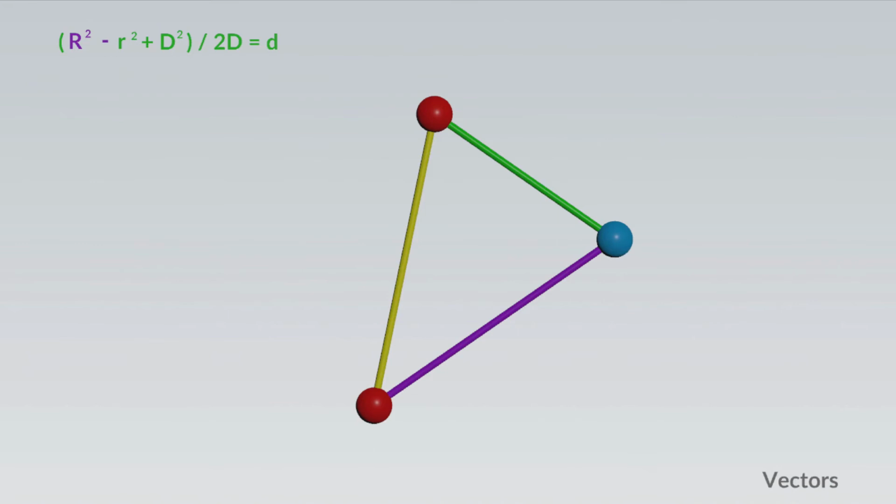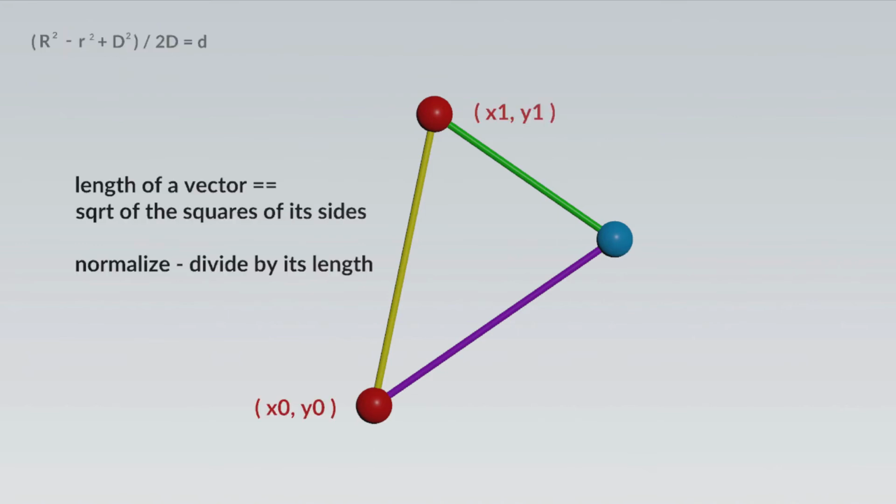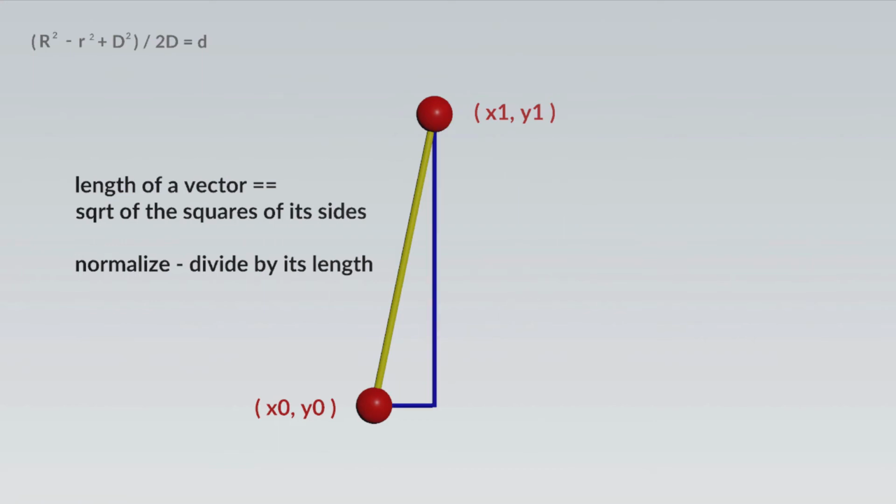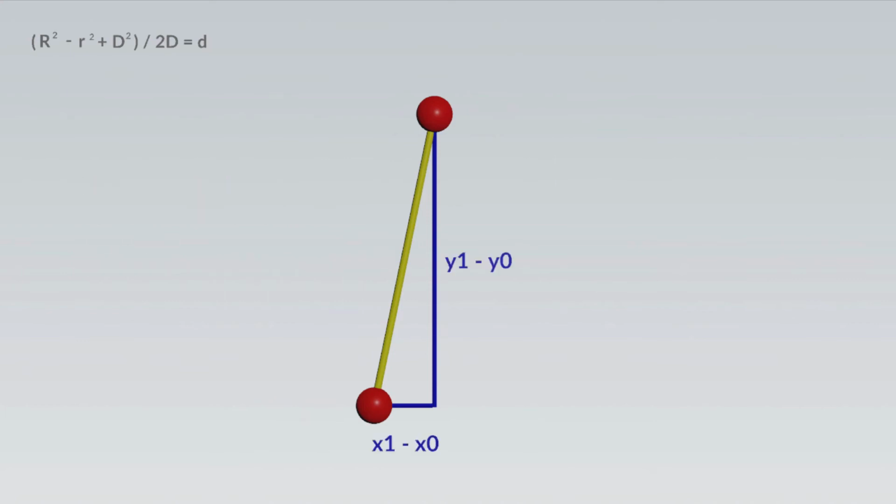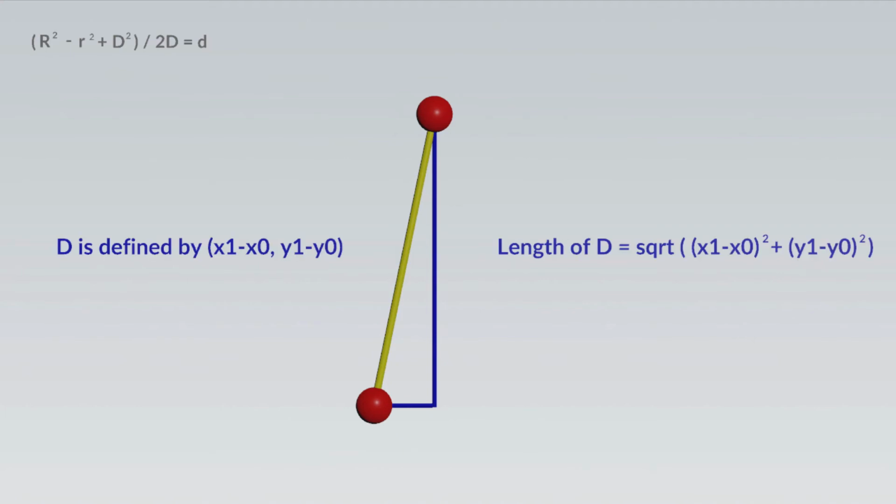Okay, so let's take a look at that vector D. D is defined by the points. We also know that the length of a vector is equal to the square root of the square of its sides. And if we want to normalize a vector, we divide by its length. So looking at our vector D, we can see it's defined by our 2 points. And we have definitions for our 2 sides. This gives us information that we need to calculate D. So let's also save those for later.